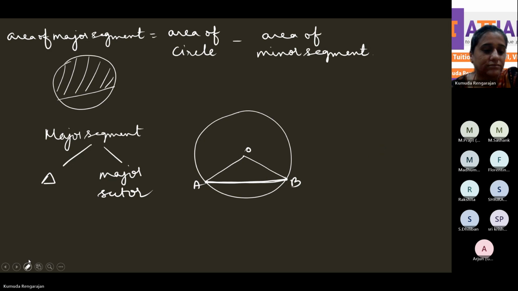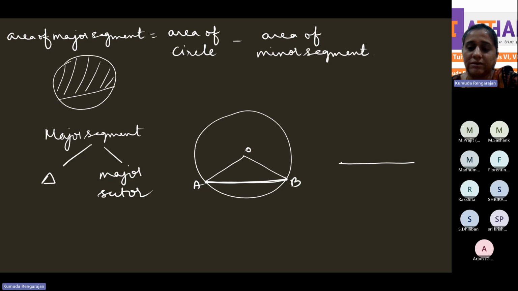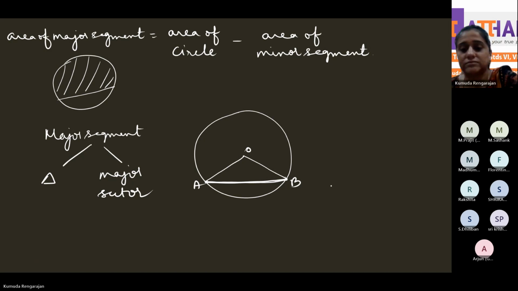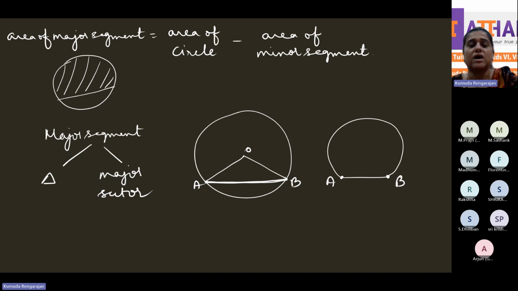I'll draw it again. Try to draw it more neatly. This one is the major segment. So this is the chord AB, and this is the major arc. This is the major segment because it's bounded by the chord AB and the major arc. Now in the major segment, we have the triangle and the major sector. So the major segment is made up of two plane figures, the triangle and the major sector.